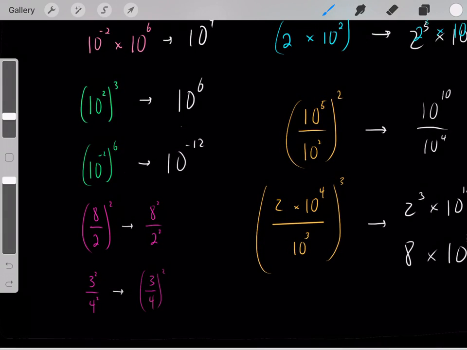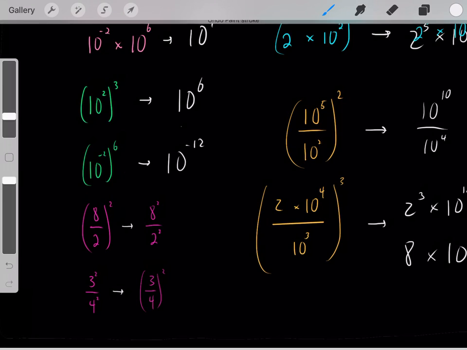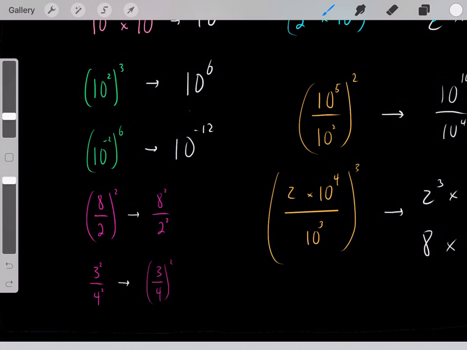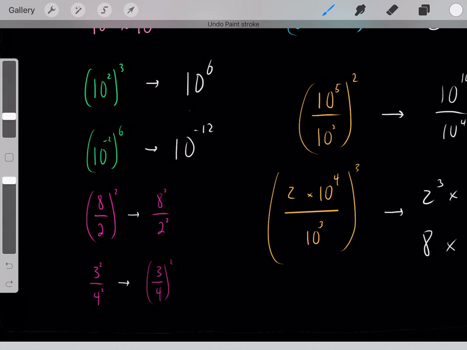And again, something to remember. If, for example, we have 8 divided by 2 to the second power, we know everything feels that power. So the 8 would feel the power, and the 2 would feel the power. So again, remember, when we have any expression to a power, everything feels it. But you can also go in the reverse direction. If you have 3 to the 2 divided by 4 to the 2, you can pull out that power from both of them to give 3 divided by 4 to the 2.